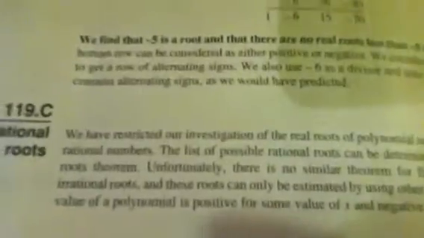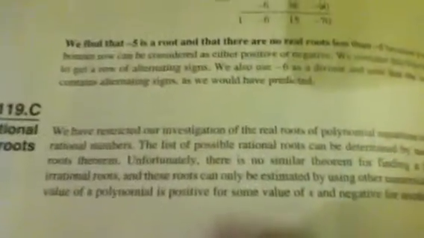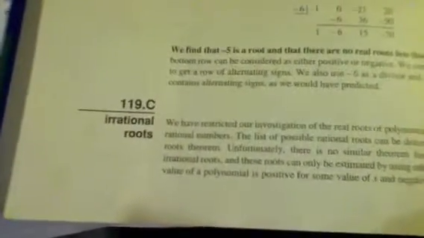Okay, now what else is there in our chapter? I think there are no more problems, but we're supposed to talk about irrational roots. So we talked about finding positive roots and negative roots and combinations of real roots and complex roots, but we never talked about irrational roots. The rational root theorem can give us rational roots, but we don't have anything for irrational roots. So that's kind of what this is saying right here.